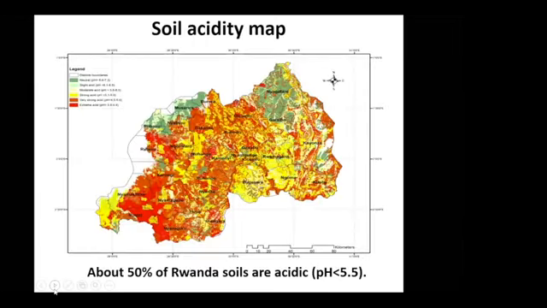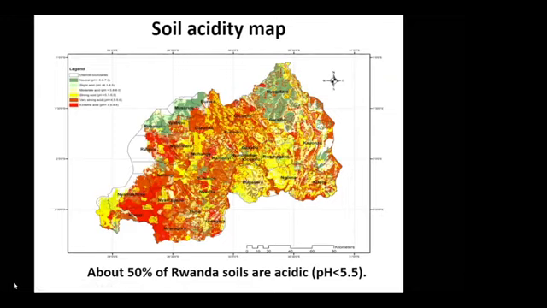Next. So this is a gap map showing the situation of soil acidity in this country. You see that more than 50% of Rwandan soil is acidic with a pH of less than 5.5.